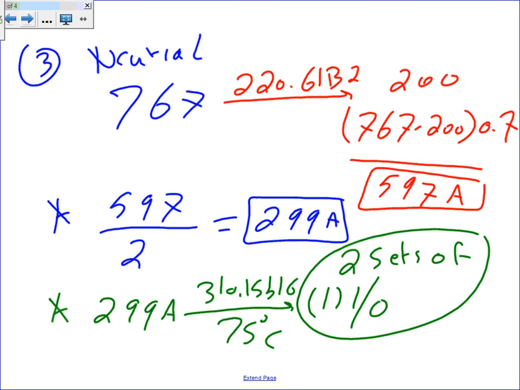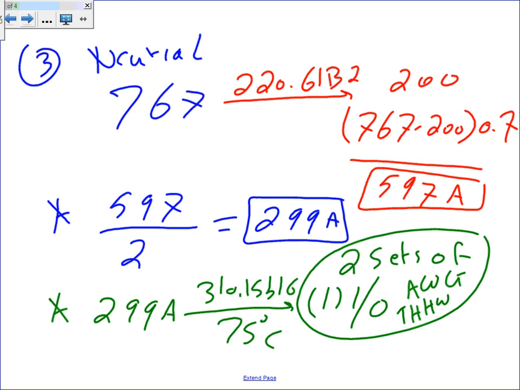AWG, THHW or XHHW. If it's going to be frozen, THHW. Any questions, guys? Two sets?